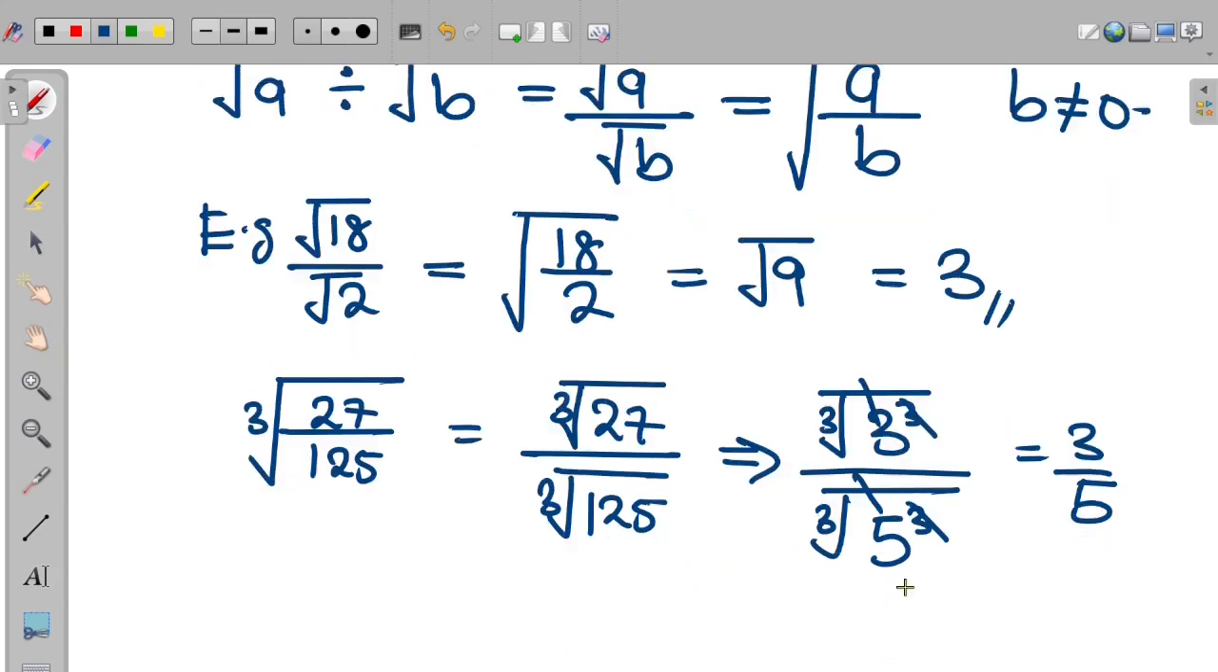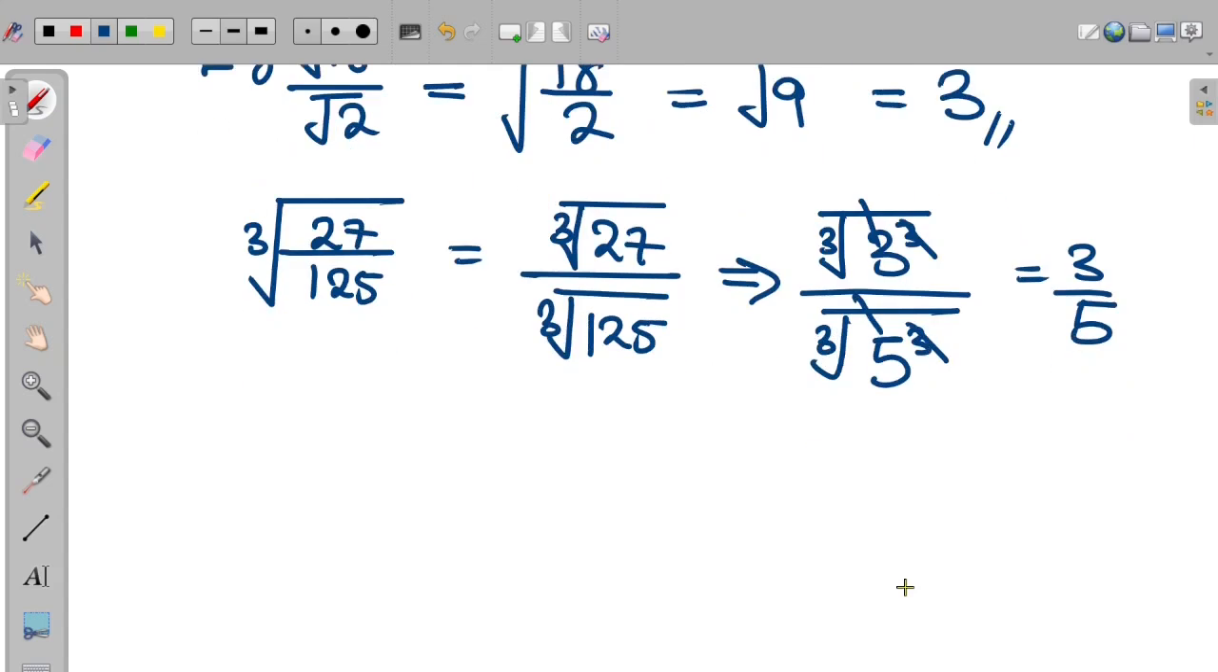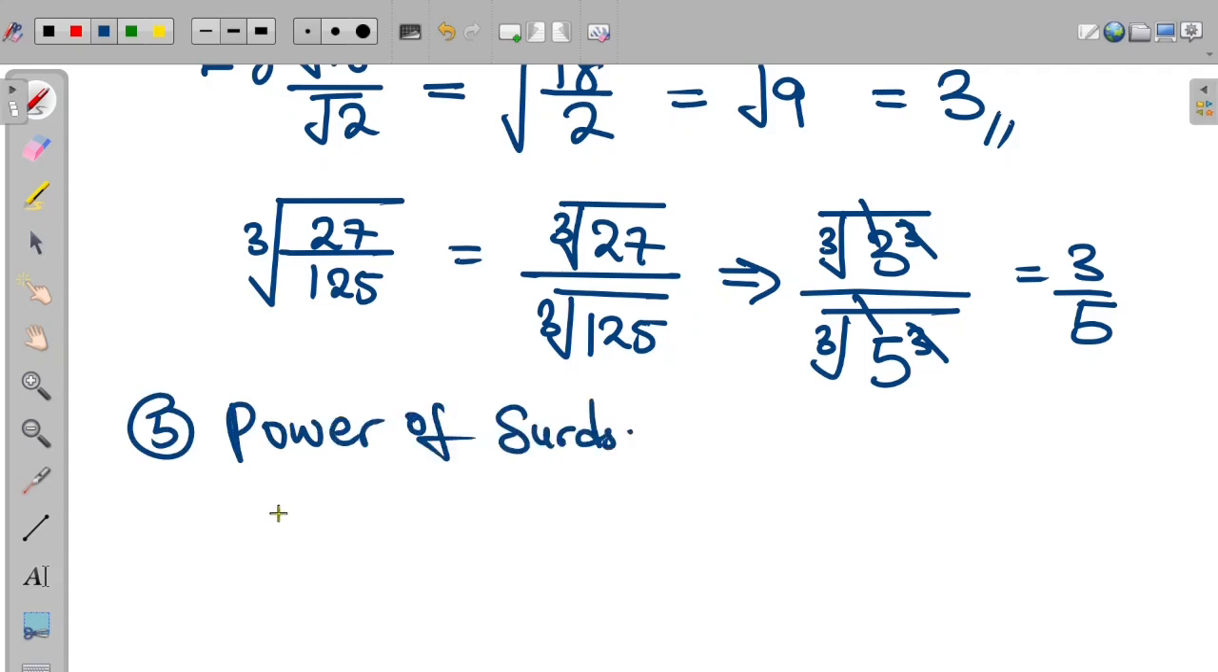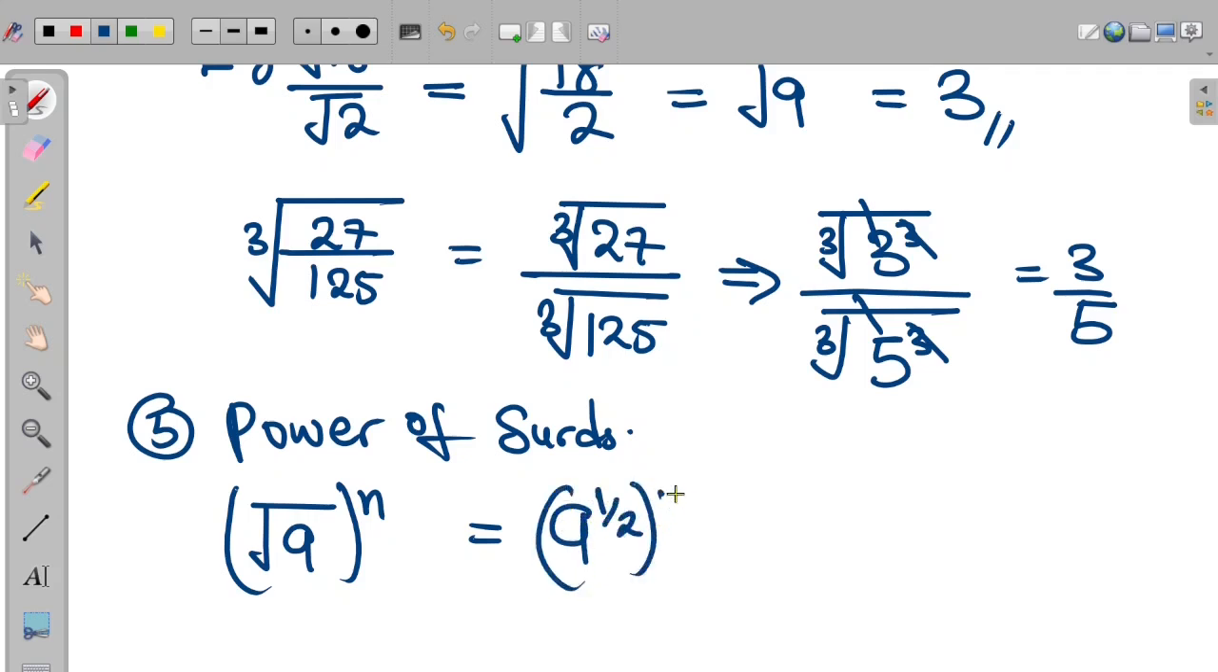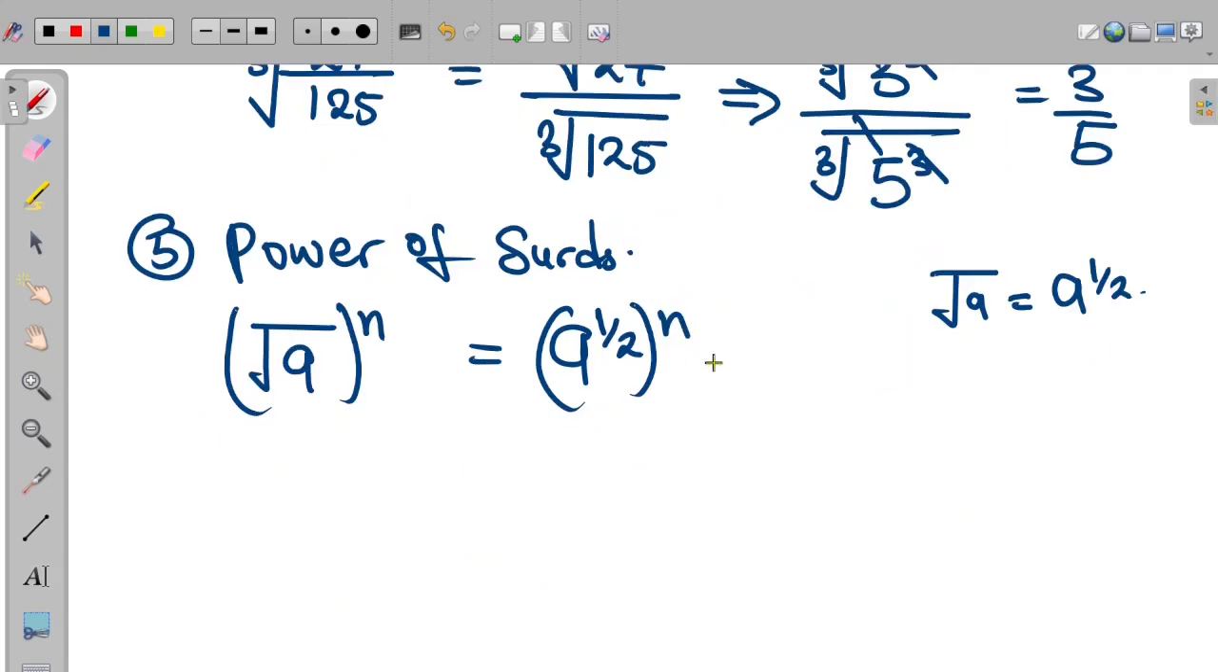Now, the next rule we have is known as the power rule. So if we have a surd, and this surd is a to the power of n, this can be expressed as a to the power of 1 divided by 2, all to the power of n. Now recall that root a is equal to a to the power of 1 divided by 2. So therefore, this can further be written as a to the power of n divided by 2.